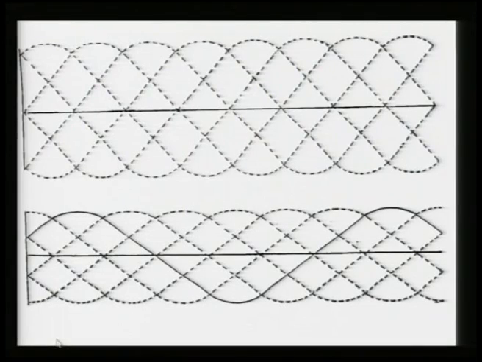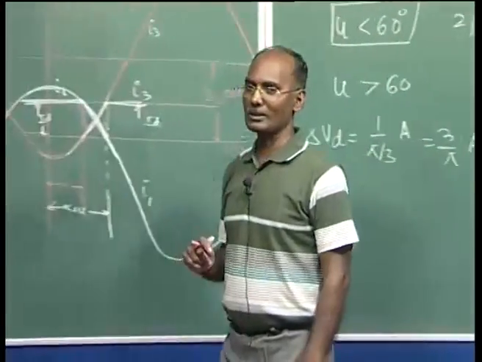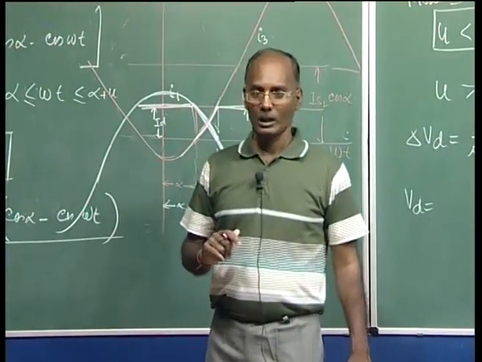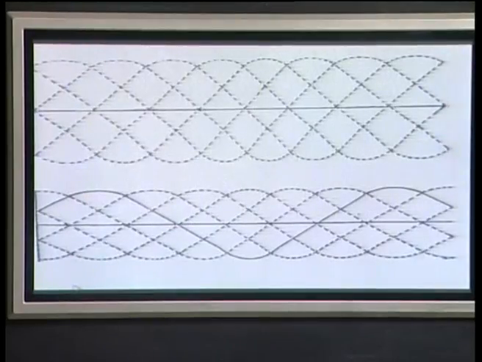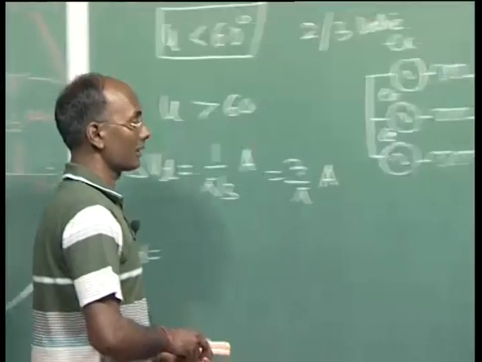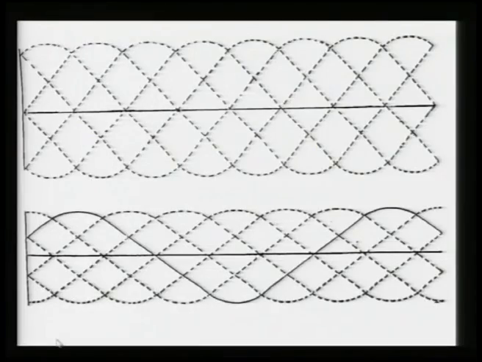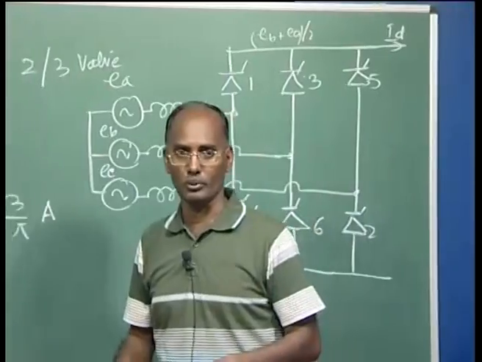Now, let us draw the output voltage of the valve when valves 2 and 3 are conducting. I am going to draw the line to line voltage here, and we have to mark the line to line voltages clearly. If you are drawing the phase to phase voltage, then this side this phase, this side this, so the difference will be your output voltage.